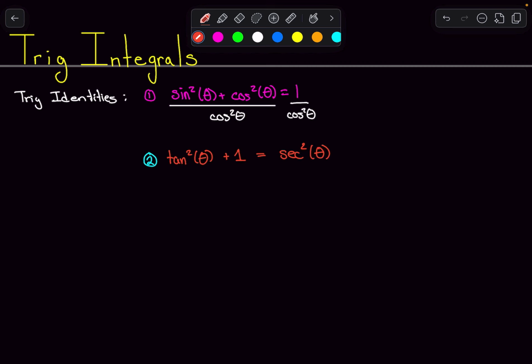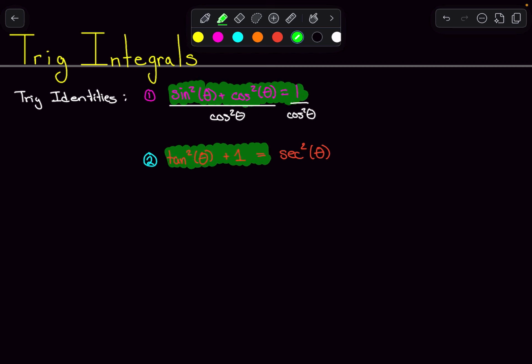secant squared of theta. So for starters, these two identities are the two that we really want to know really, really well going forward in this class. And really you only have to know one of them because you can derive the second one from it.